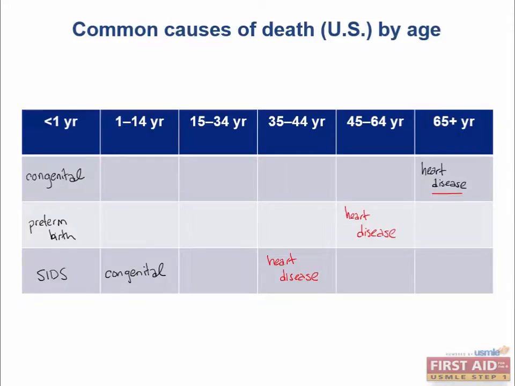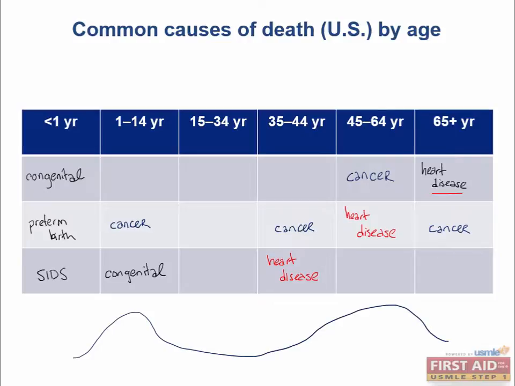Let me show you another trend. Cancer. Who comes in first place for cancer deaths? Well, it's 45 to 64-year-olds. Who else gets cancer? Well, it's actually second place for 1 to 14-year-olds, 35 to 44-year-olds, and people over the age of 65. What kind of a distribution does cancer occurrence make you think of? Yeah, a bimodal curve, with peaks in the young population, the 1 to 14-year-olds, and the 45 to 64-year-olds.